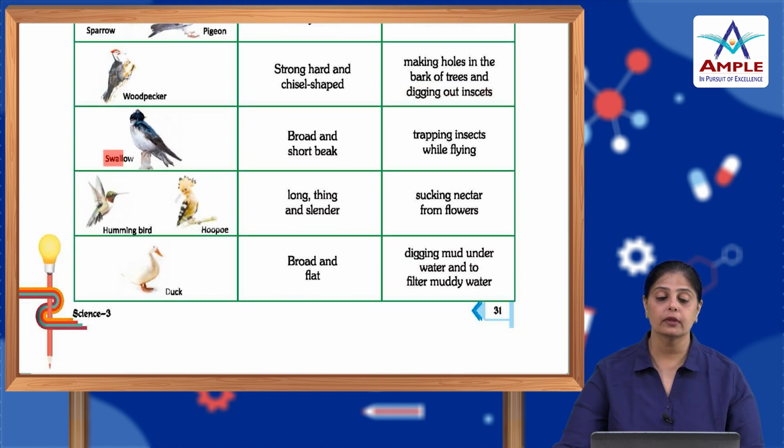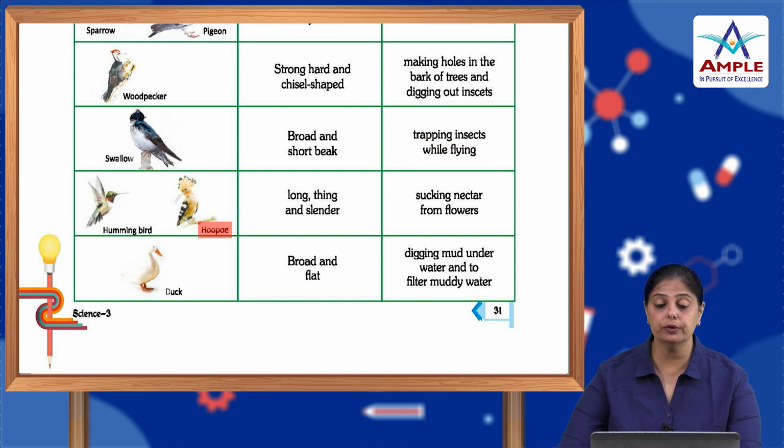Alright. Now, swallow. The bird swallow has broad and short beak. It helps it to trap insects while flying. So, because of this characteristic, it is able to trap the insect while flying.